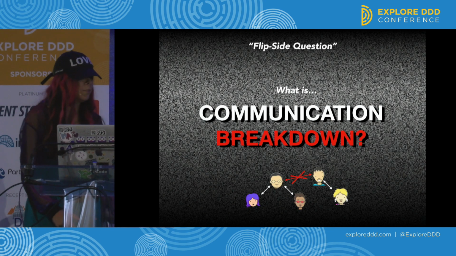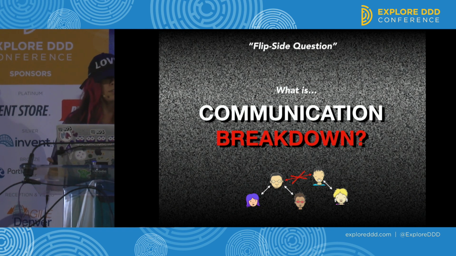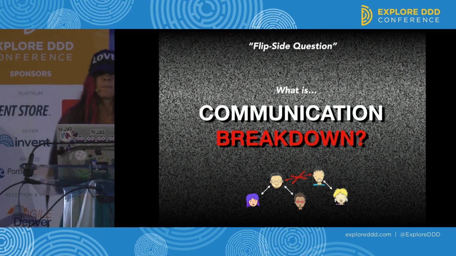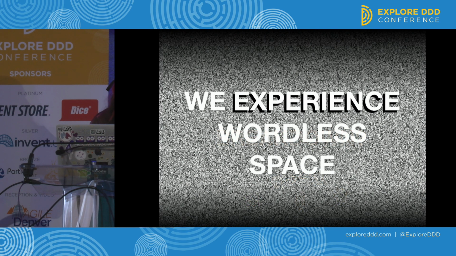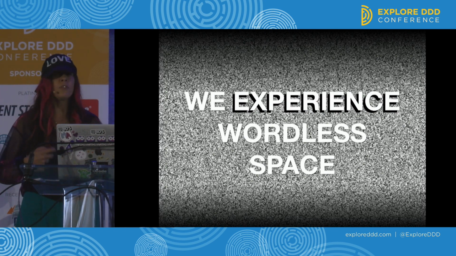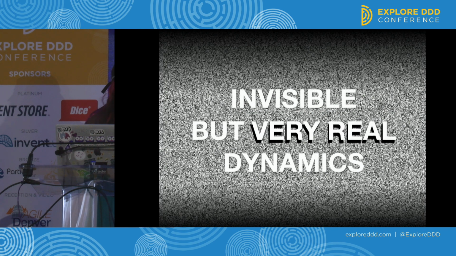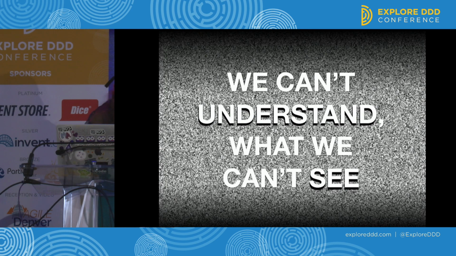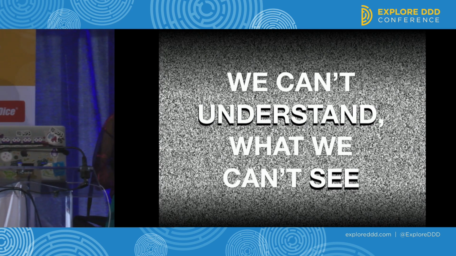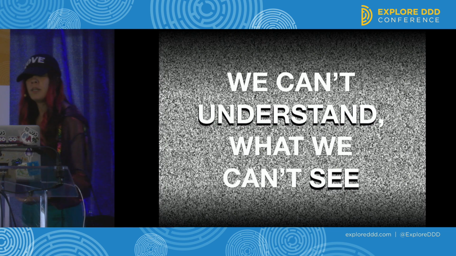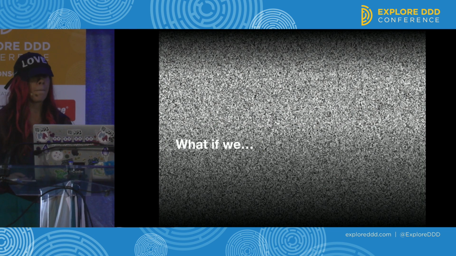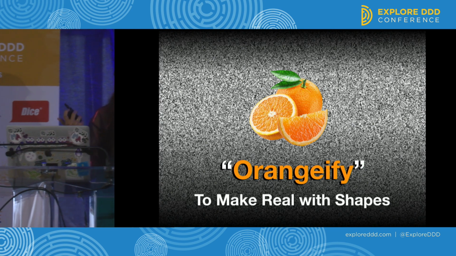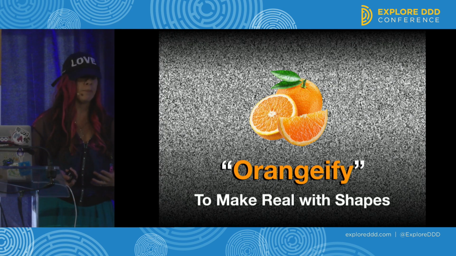Well, we've got these people that are talking to each other, and then the communication stops working, something kind of like that, right? The thing is, we experience this wordless space. And in this wordless space, we've got invisible but very real dynamics. But we can't understand what we can't see. We have to put some kind of shadow behind it to see and understand what it is. So what if we orangify communication? To orangify, to make real with shapes.